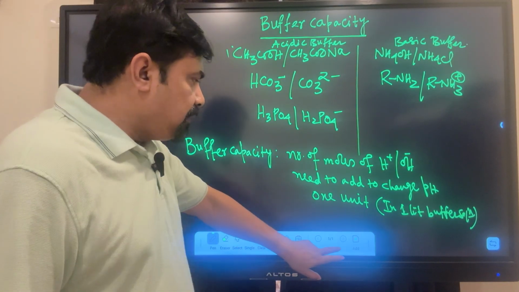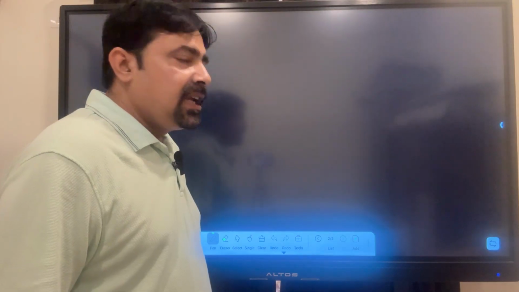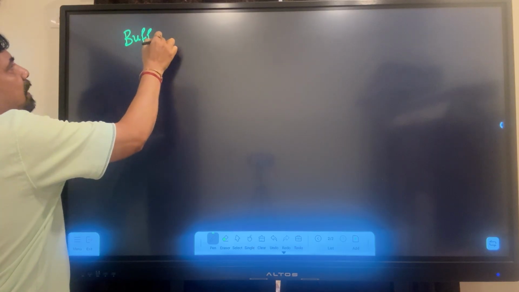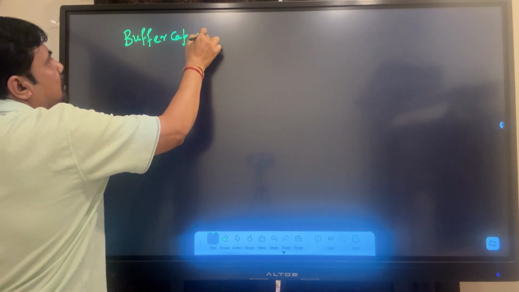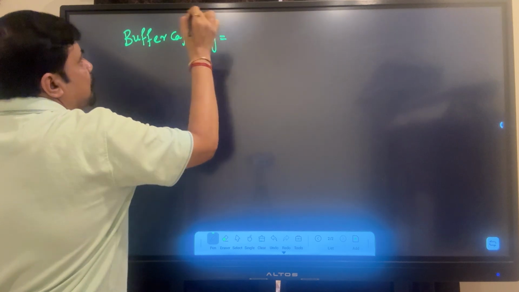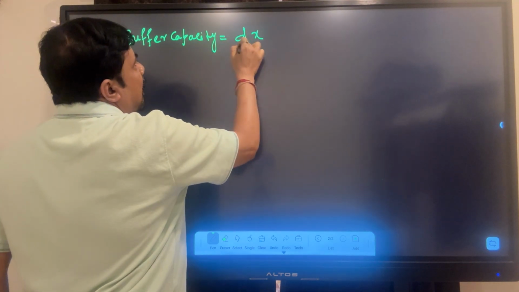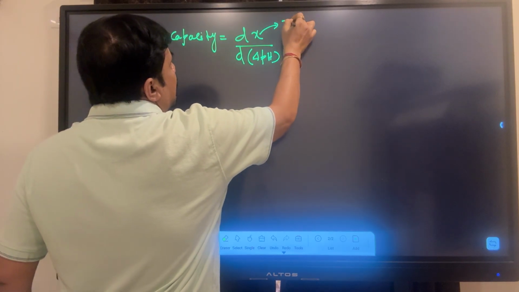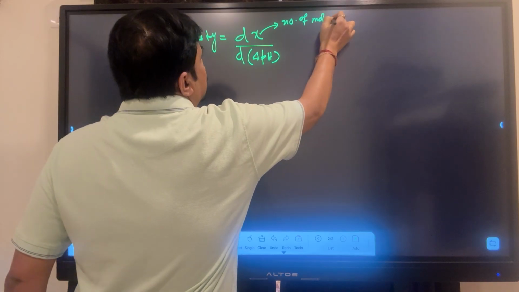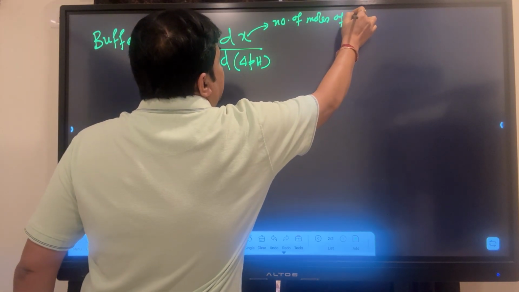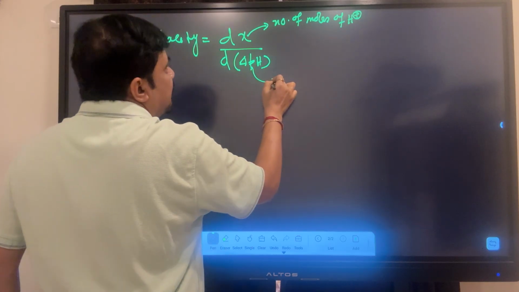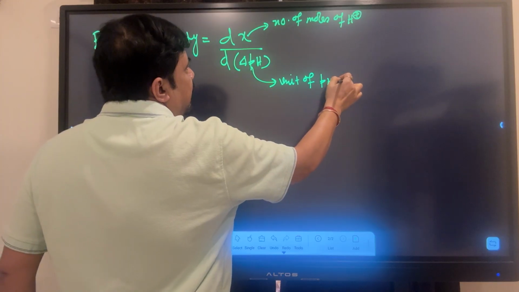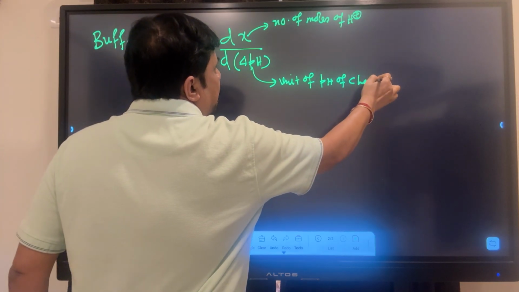Now mathematically, the buffer capacity will be equal to dx by d of delta pH. Here x is the number of moles of H plus to be added, and delta pH is the unit of pH change. That is the buffer capacity.